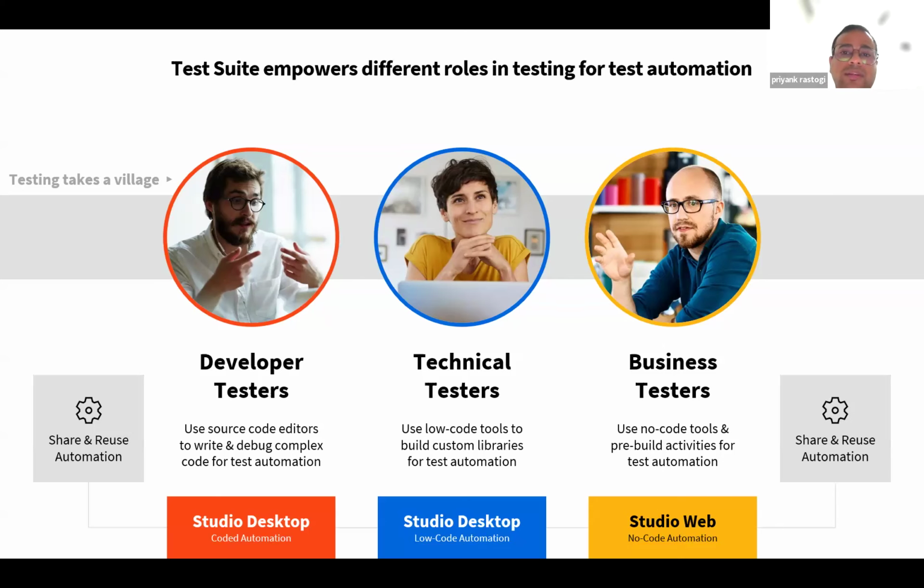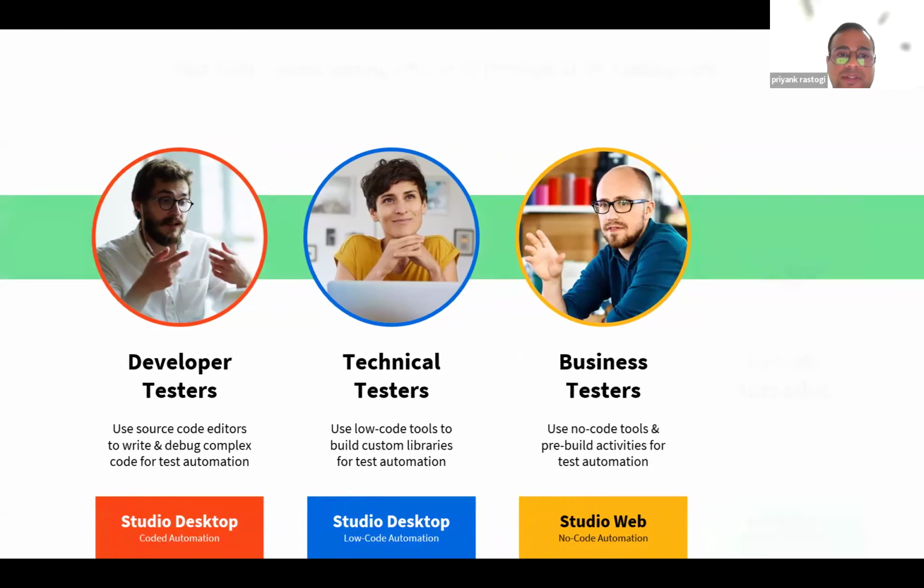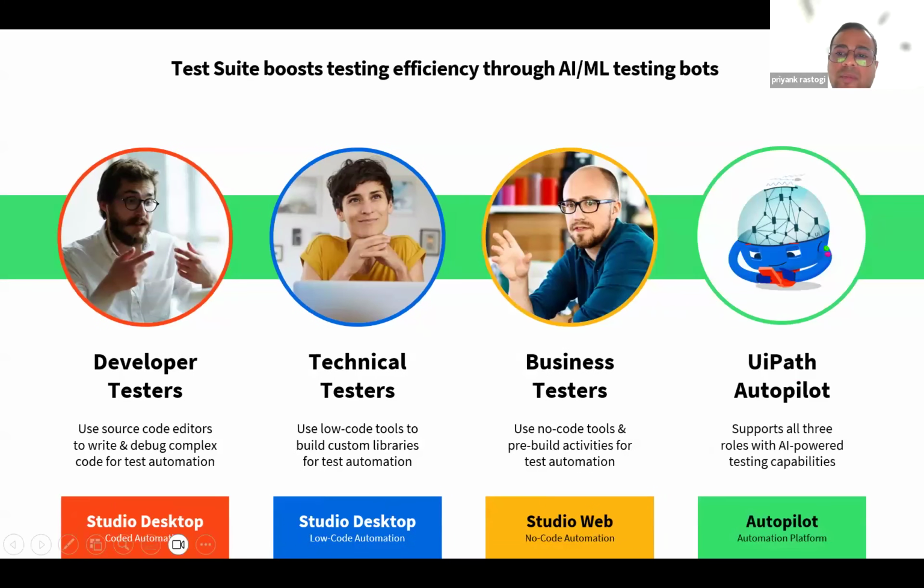Now, how can the AI capabilities help us? Now we have the UiPath Autopilot. This is a fourth role. I will not say fourth role. I will say it's a consolidation of all these three roles that becomes a single role. Meaning now developer testers' work can be done by the UiPath Autopilot, can be done by AI. Technical testers' work can also be done by UiPath Autopilot. Business testers' work can also be done by UiPath Autopilot, and how it can be achieved.